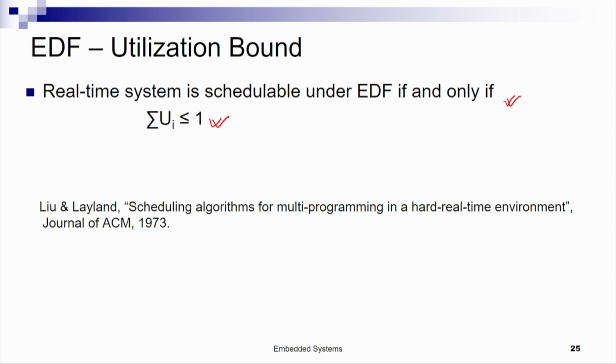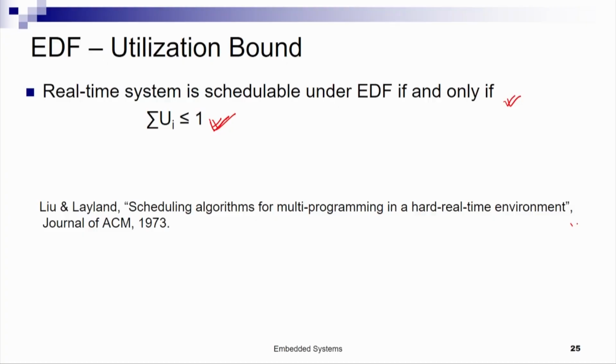But for EDF, the system remains schedulable if the total summation of utilization is less than 1. So, EDF is able to harness or utilize the complete capacity of the processor, but RM cannot. Both the RM and the EDF scheduling algorithms were first presented in a seminal paper by Liu and Layland, published in the Journal of ACM way back in 1973.